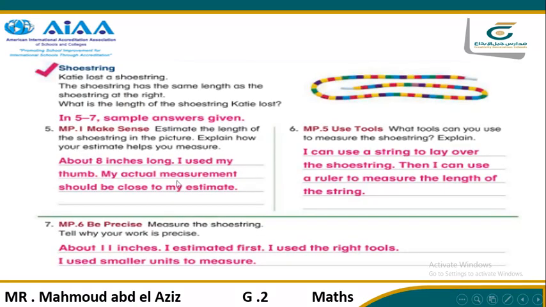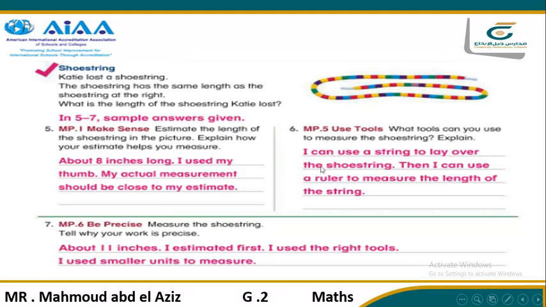Let's find our answer. First, you can use your thumb. And we said before, your thumb equals 1 inch. So it's about 8 inches long. You can measure it. And you can write here, you used your thumb. And here, your actual measurement should be close to your estimate, is it right? Another question here: what tools can you use to measure the shoestring? And explain why you choose this tool.